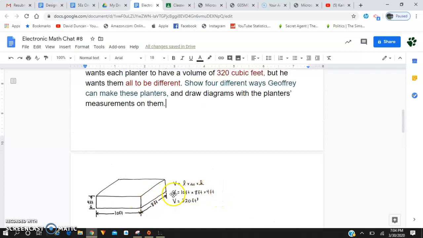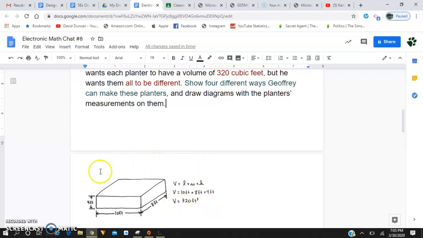So I know that I want 320 feet. Well, I know off the top of my head that 4 times 8 is 32. And that 32 times 10 is going to give me 320. So my first dimension, I just started by creating a box of 4 feet tall, 10 feet long, and 8 feet wide. 8 times 4 is 32. 32 times 10 is going to be 320 feet cubed.